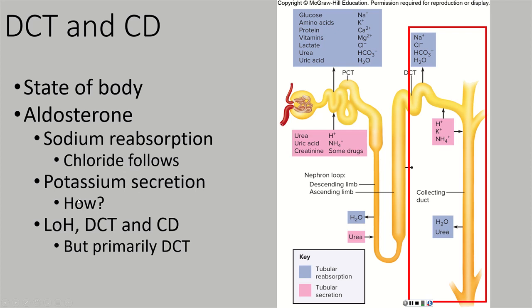How does it cause sodium reabsorption and potassium secretion? We saw that last class or 2 classes ago. It tells the cells in this part of the tubule, in the DCT, and a little bit over here and a little bit over here, but it tells the cells here in the DCT to make sodium-potassium pumps. We reabsorb more sodium, we secrete more potassium in response to aldosterone.